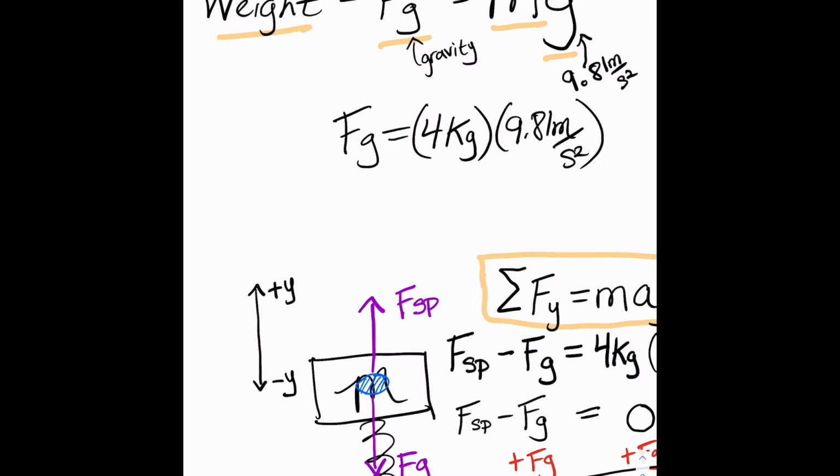4 times 9.81, that's where I need my calculator. I'd be guessing, give me 1 second. Oh, where is that calculator? You'd think I'd have it right there. It seems like I always have it right there. I got one right here though. All right, 39.24.